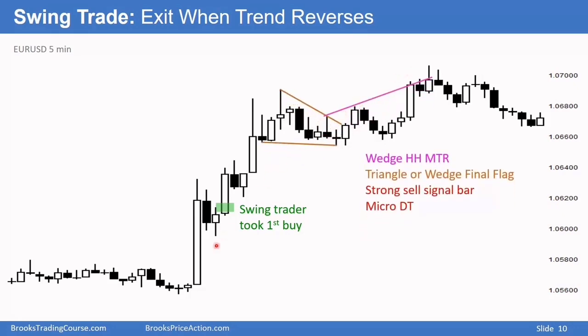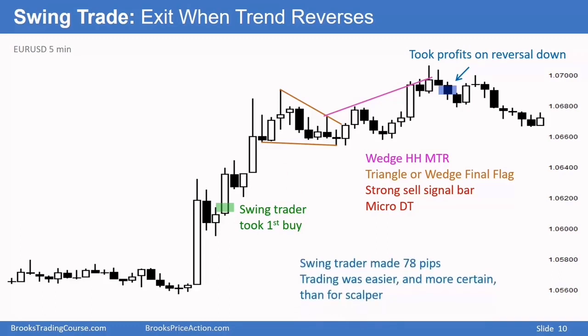Now we have a wedge top, 1, 2, 3, and we have a bull trend, bear breakout, higher high, major trend reversal, micro double top, and a bear sell signal bar. A lot of bulls will get out below that bar or below this double top, and a lot of bears will start to sell there. Bulls bought here and exited there, and that is 78 pips. The trading was easier than for the scalper, and the profit was greater.